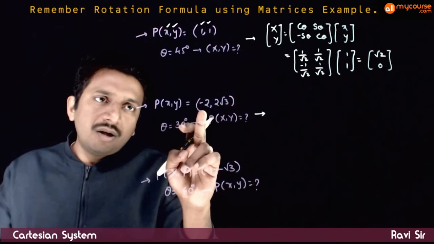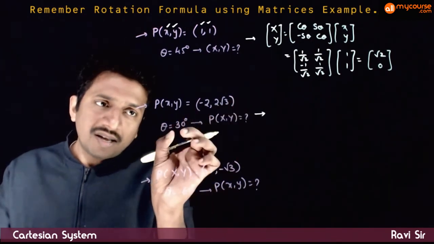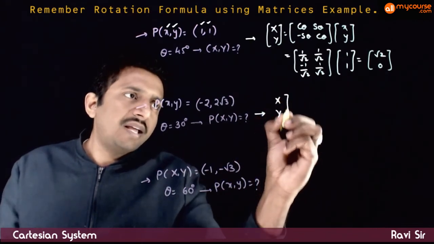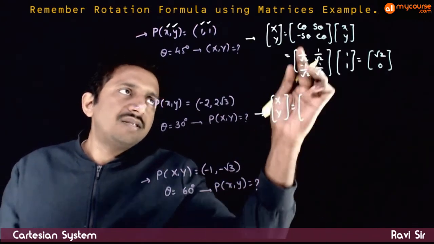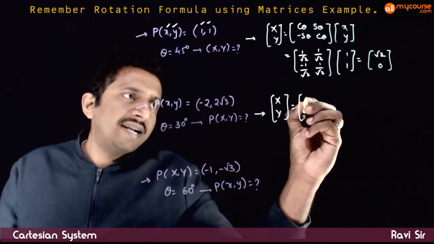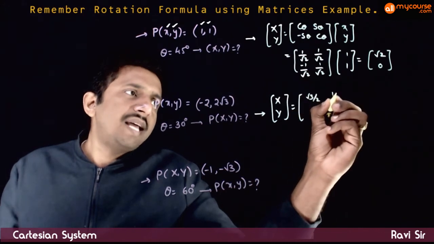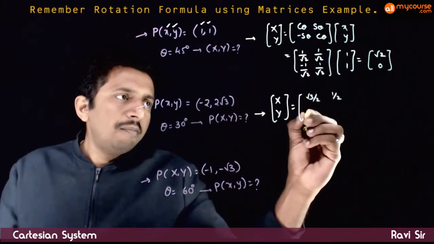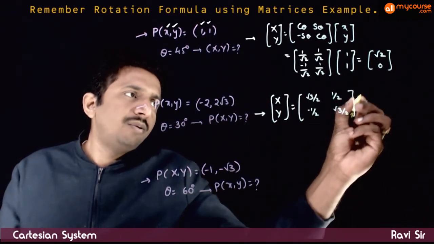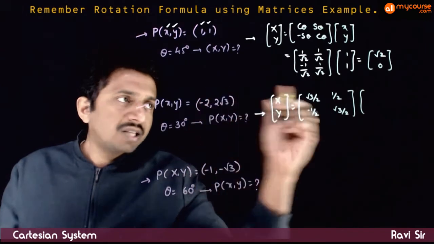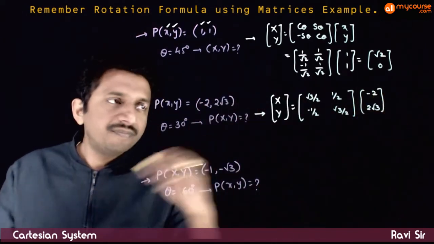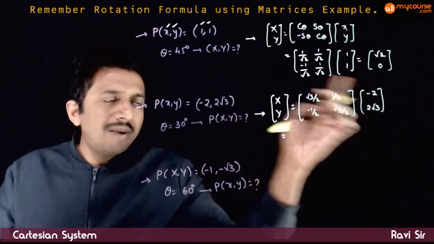Next, here also you're given the old coordinates and the angle. You're asked to find the new coordinates. So simply X, Y is equal to, I'll use the same formula. Here theta is equal to 30 degrees. So cos 30 is root 3 by 2, sin 30 is 1 by 2, minus sin 30 is minus 1 by 2, cos 30 is root 3 by 2, times, this time small x, small y is minus 2 comma 2 root 3. That is equal to, you just need to multiply this.